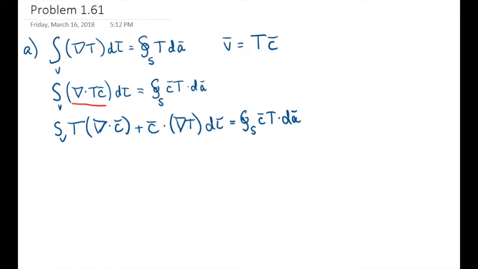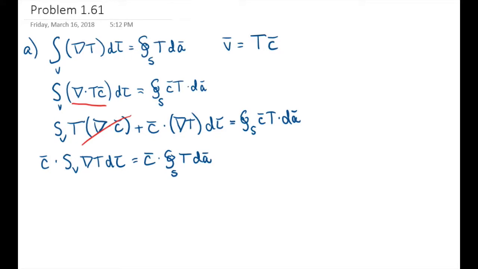And the divergence of a constant is 0, so this term disappears, giving us that the integral of, and we can also pull the constant outside of the integral, c dot gradient t d tau equals c dot t dA.